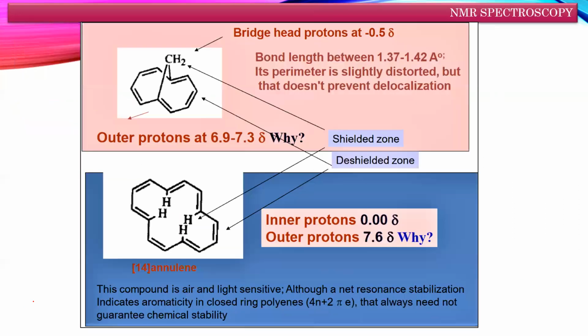Let's take an example and compare. Take the proton here. It is between the two rings, one is this, another one is this. High electron density, so the chemical shift will be negative. If you take a proton outside like this, it has a high chemical shift of 7.6. For the inside proton, the electron density surrounding it is very high, so it has a 0 chemical shift.